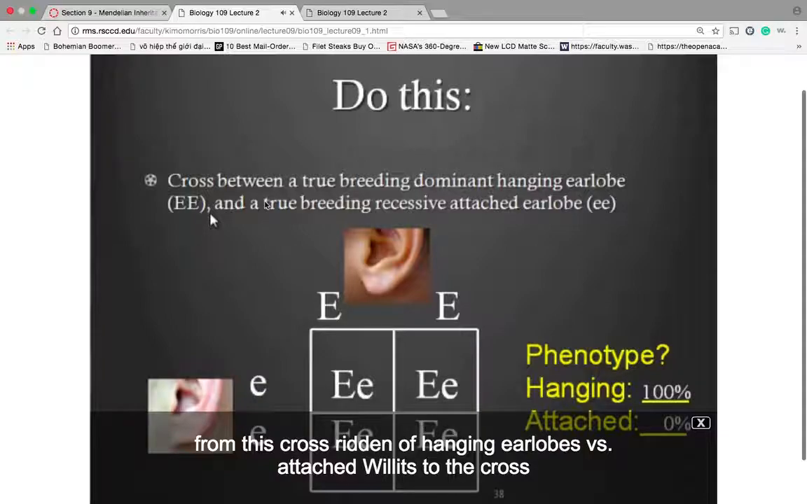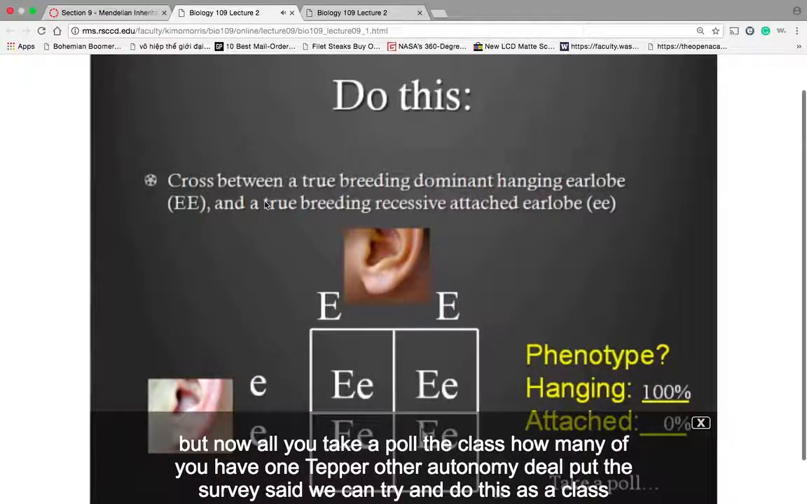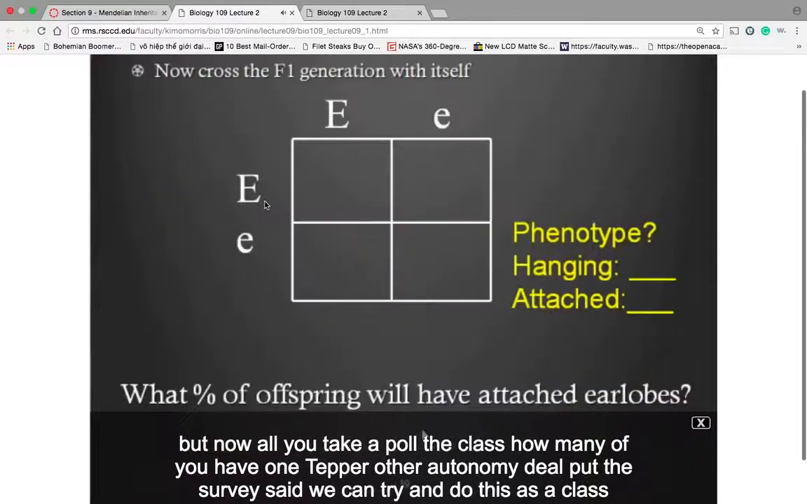Well, let's do the cross. Look at that. 100% are going to have hanging earlobes, even though the offspring are probably all going to be heterozygotes, just like this. And you can take a poll in the class. How many of you have one type or another? Maybe I'll put up a survey so that we can try and do this as a class.